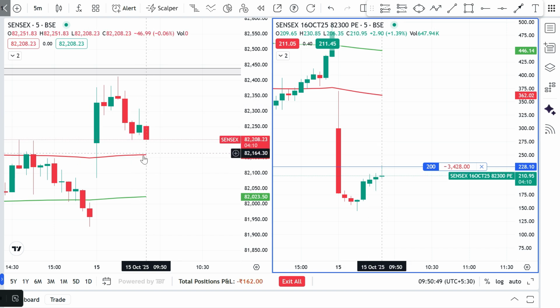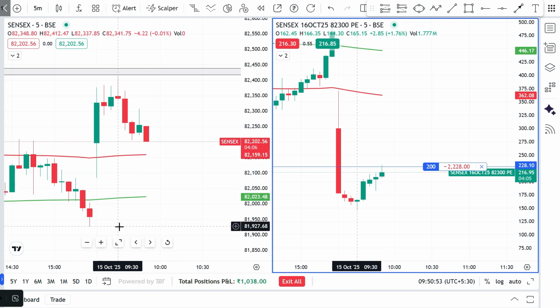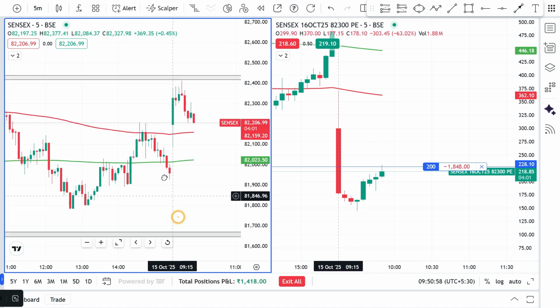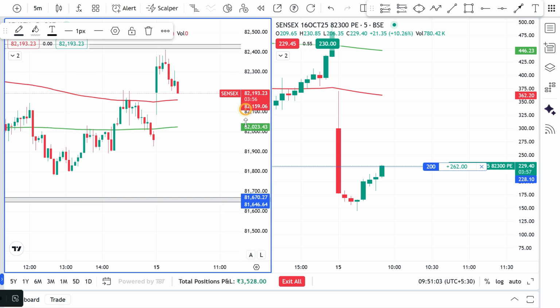Once it breaks, we can expect this 200 as the first target, then the day low as our second target, and this one as the final target. If it continues to fall, we can expect bearishness going to our last target. Let's wait for the candle close.